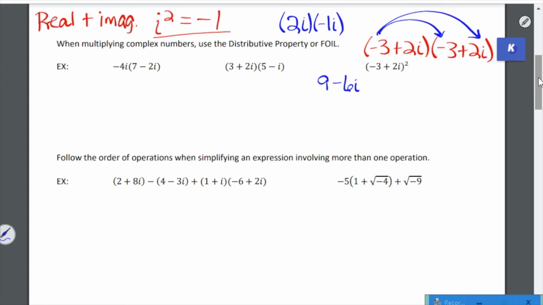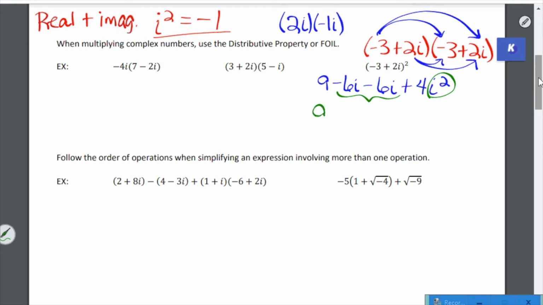Let's distribute my 2i through the second parenthesis. So 2i times negative 3 is negative 6i. And then 2i times 2i, well, 2 times 2 is positive 4, and i times i becomes i squared. So now let's combine our like terms here in the center and make sure we convert our i squared. So let's do that next step.